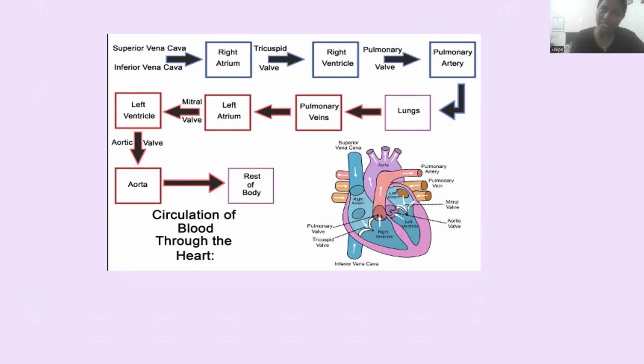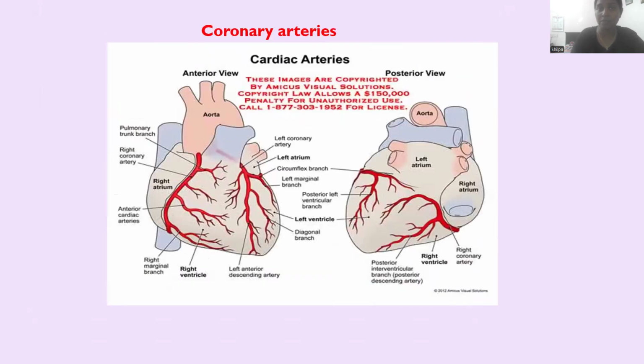And on the left side, we can see a two-flap valve that we call the mitral or bicuspid valve, which separates the left atrium and left ventricle. So the left atrium and left ventricle are separated by which valve? You can answer very easily: it's the bicuspid or mitral valve. On the right side, three flaps are present, so that is the tricuspid valve.